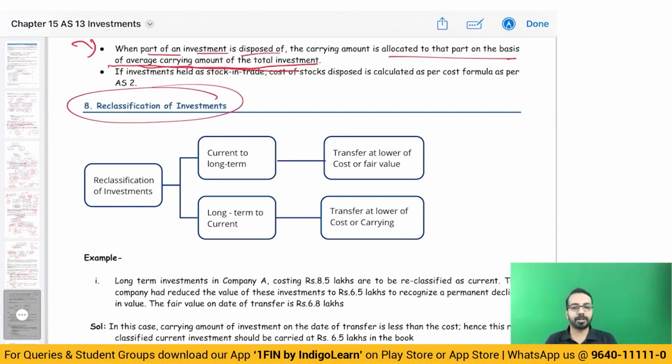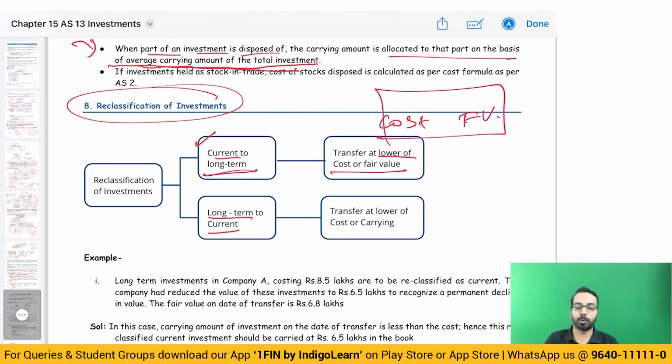Sometimes there can be reclassification. Earlier we thought it is current, now it is long term, possible. Or it was long term, now it is current. What we will do? If it is current to long term, we take the lower of cost or fair value. So you will take cost and fair value on the date of reclassification, whichever is lower, and you will take it to long-term investment. And subsequently, that amount becomes the cost for the long-term investment.